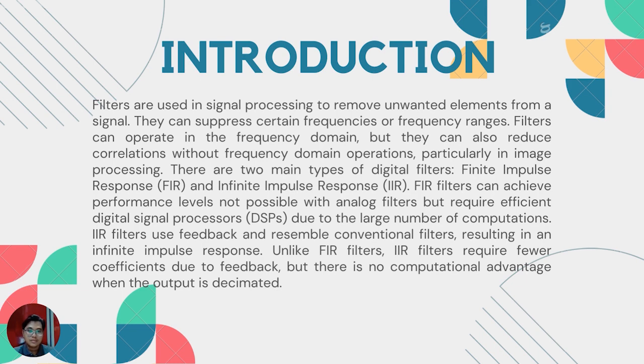For introduction, filters are used in signal processing to remove unwanted elements from a signal. They can suppress certain frequencies or frequency range. Filters can operate in the frequency domain, but they can also reduce coloration without frequency domain operations, particularly in image processing. There are two main types of digital filters: finite impulse response (FIR) and infinite impulse response (IIR). FIR filters can achieve performance levels not possible with analog filters but require efficient digital signal processors due to the large number of computations.